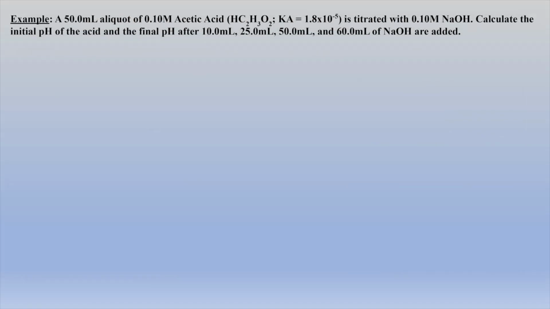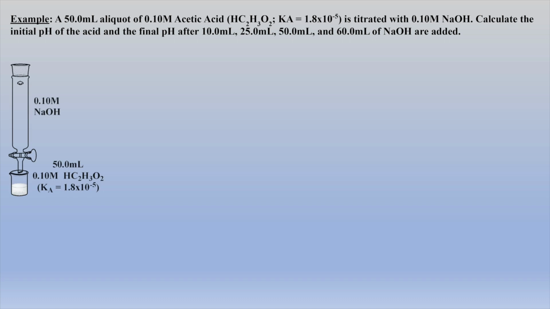So let's begin with a simple titration where given amounts of a strong base, sodium hydroxide, are added to a weak acid, acetic acid, and we are asked to calculate the final pH after each addition. It may help to first diagram the problem to assure you know what is given and what is being asked. So let's calculate the pH before any base is added.